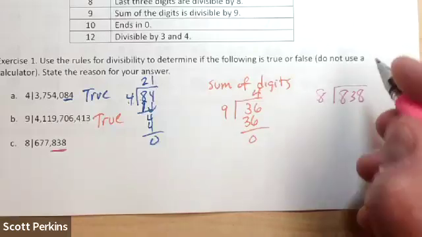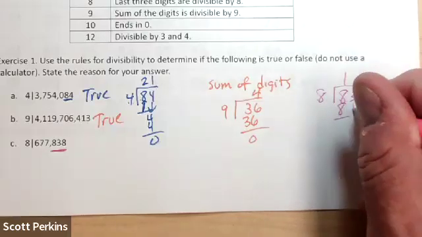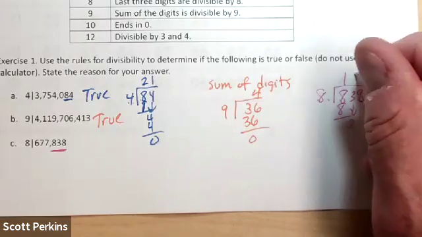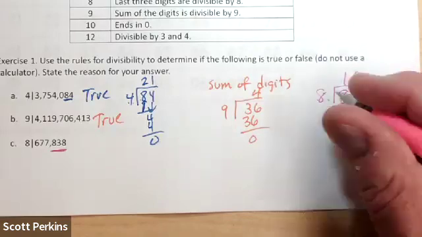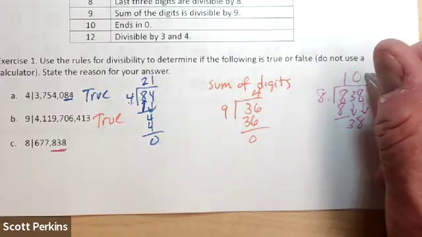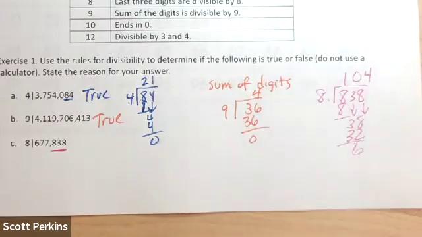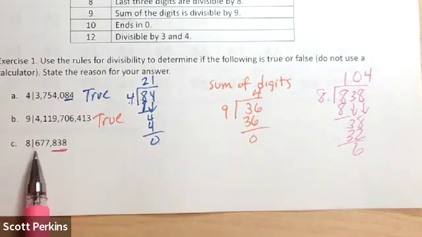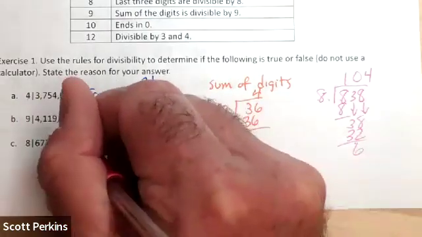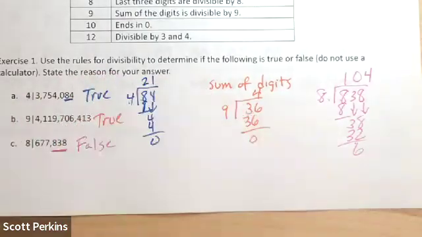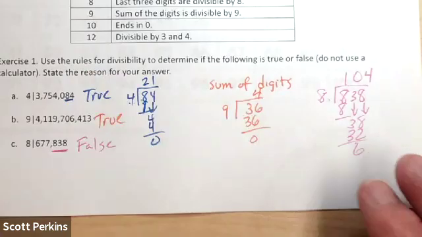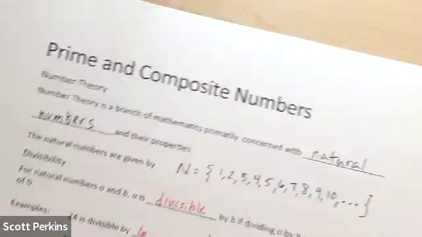Well, 8 goes into 8 once. Bring down the 3. 8 does not go into 3, so I bring down the 8. 8 goes into 38. That's going to be 4 times. But look at this. I have a remainder this time. So since there's a remainder, 8 does not divide into this number. So the answer is false. It is not divisible.